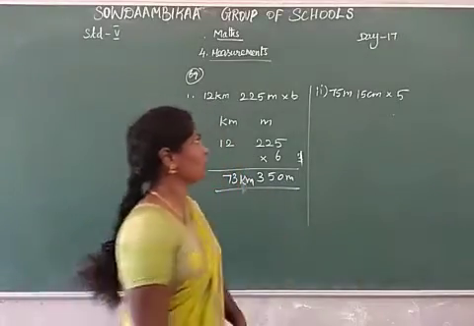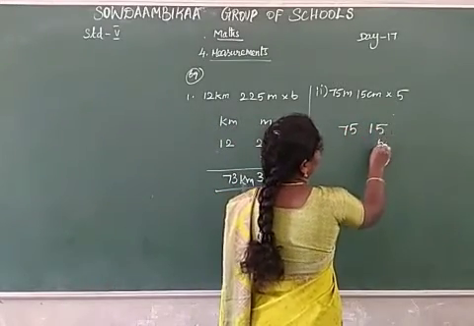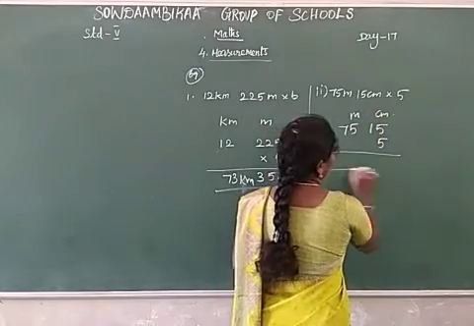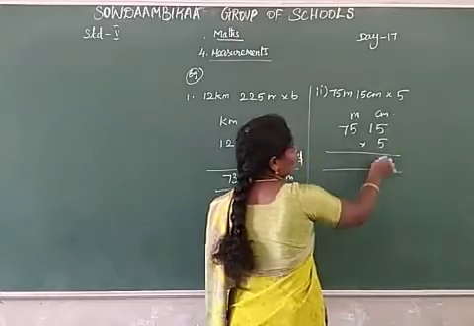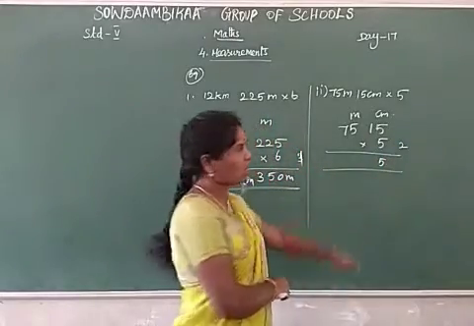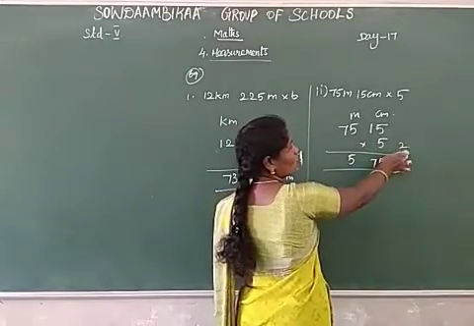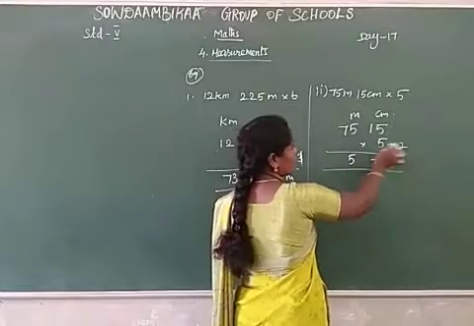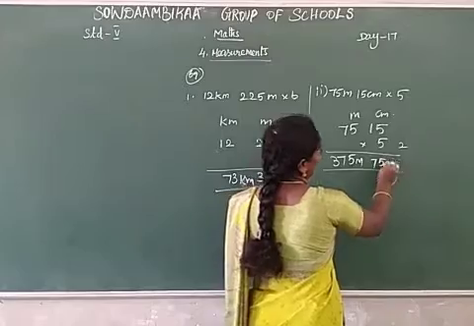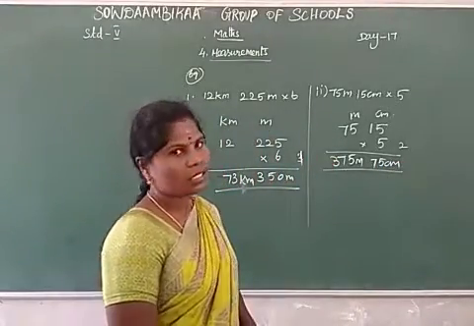Okay, the next sum, 75 meter 15 centimeter into 5. 5 fives are 25, 5, balance 2. 1 five is 5, 5 plus 2, 7. 5 fives are 25, 5, balance 2. 7 fives are 35, 36, 37. That is 375 meter and 75 centimeter.